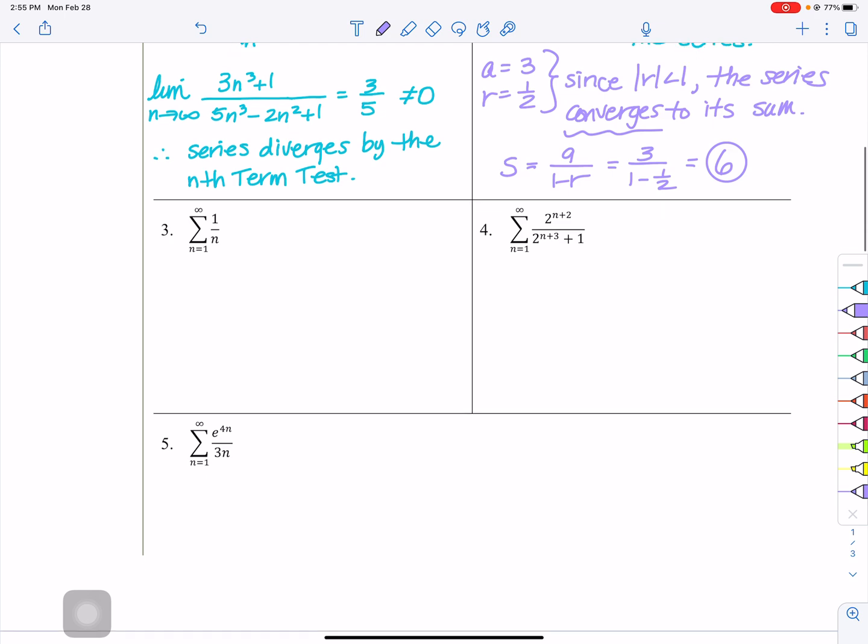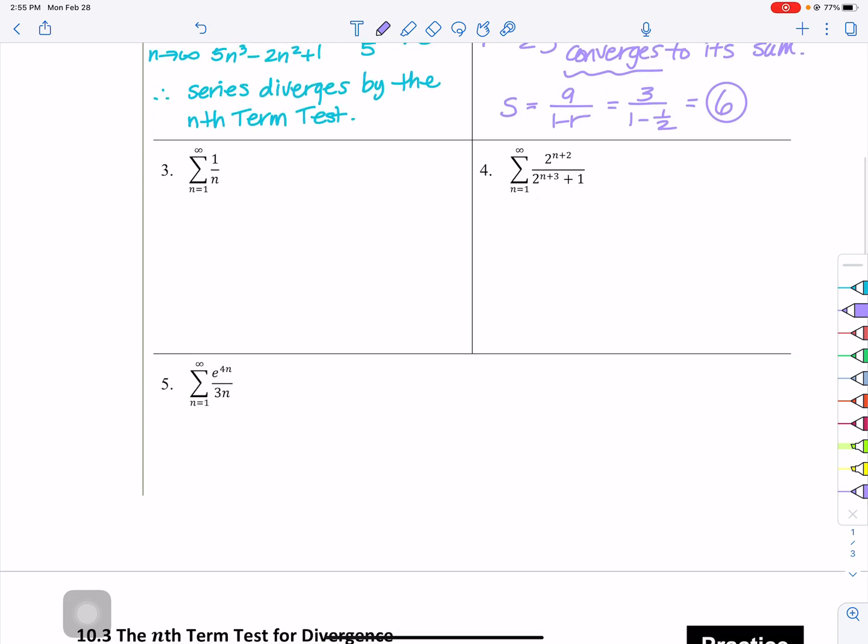Moving on to number 3, this is a very special series. In fact, I'll go ahead and tell you the name. It's called the harmonic series. And you're going to learn pretty soon if the harmonic series converges or diverges. But before we do that, let's go ahead and use the nth term test for divergence.